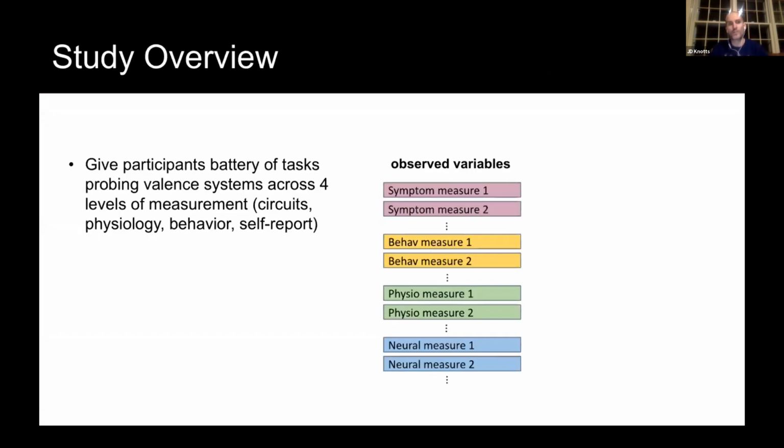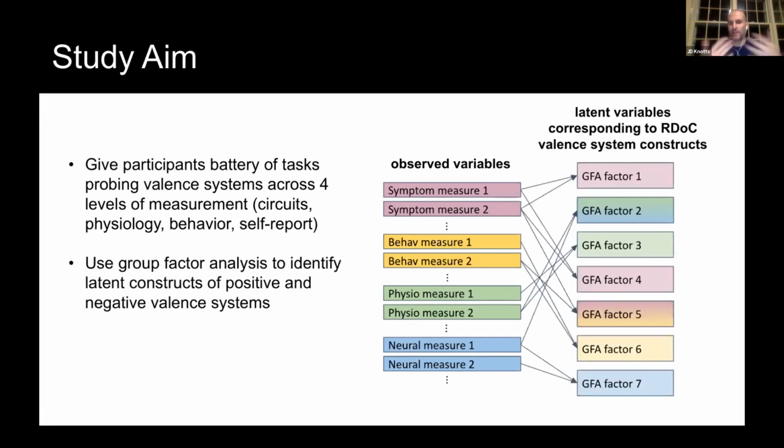And a basic overview of our study is that we gave participants a battery of different tasks so that we can extract a bunch of observed variables from these tasks over different levels of measurement. So we get symptom measures, behavioral measures, physio and neural measures. And then we'll submit them to a factor analysis, like what Yueqi presented with that tri-level model in her presentation. And the idea is that through this analysis, we can extract latent variables that should correspond to these RDOC constructs of positive and negative valence. And of most interest is finding latent factors that span levels of measurement.